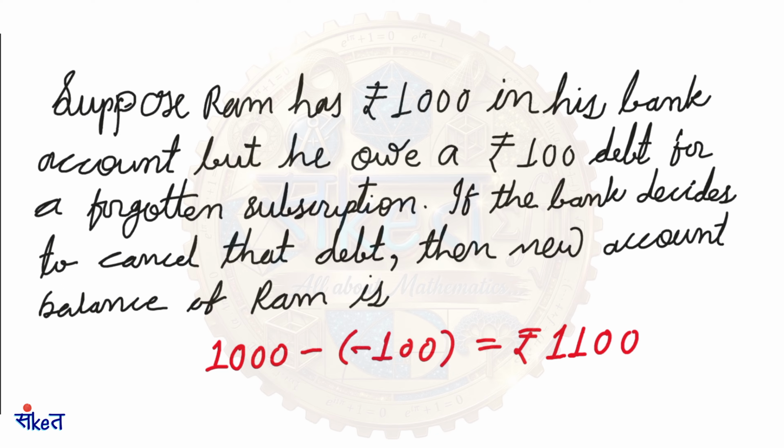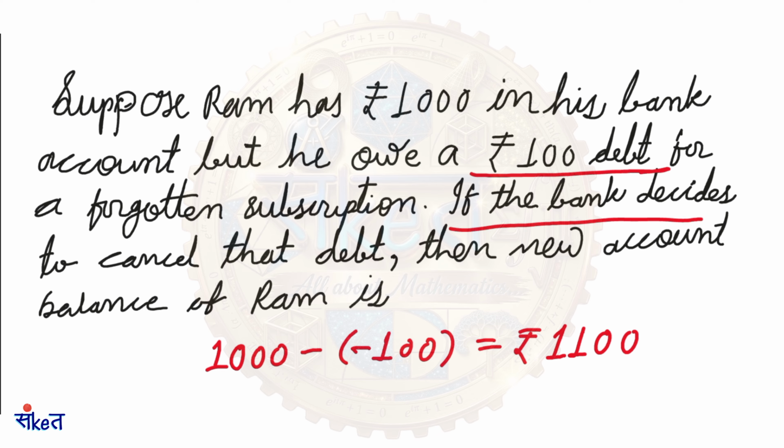Suppose Ram has rupees 1000 in his bank account, but he owes a rupees 100 debt for a forgotten subscription. If the bank decides to cancel that debt, then new account balance of Ram is 1000 minus minus 100 equals rupees 1100. Now, in this example, Ram owes rupees 100 debt for a forgotten subscription. In financial terms, this debt is represented as a negative balance of rupees 100.